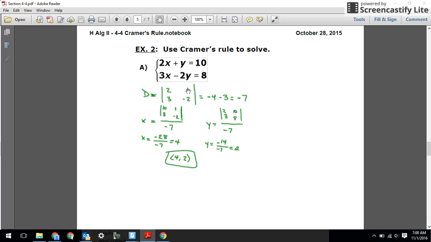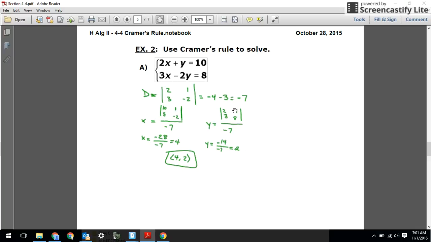Negative 4 minus 3 is negative 7. So those are my denominators there. You put them right down here. So x, I'm going to replace my x values with this 10 and this 8. So 10 goes on top, 8 goes on bottom, and then 1 and negative 2. Determinant here, negative 20 minus 8, negative 28, divided by negative 7, x equals 4. So there's my x coordinate.